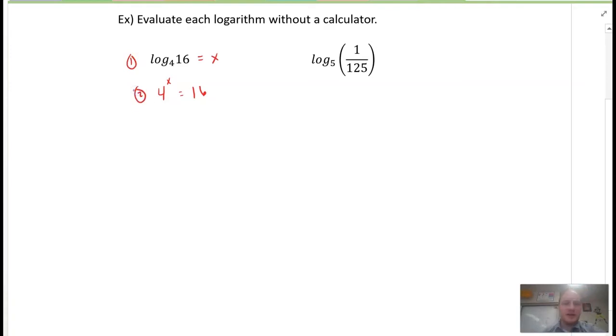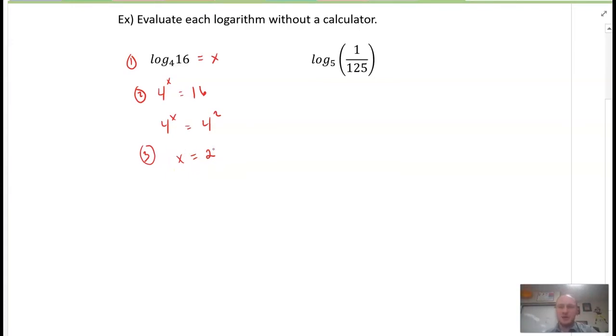Next, I need to have both sides be the same base. So this is 4 to the power of x is equal to 4 to the power of 2. Thus, here's where we use our exponential property of equality. I'm going to say x is equal to 2, and then we'll solve for x.